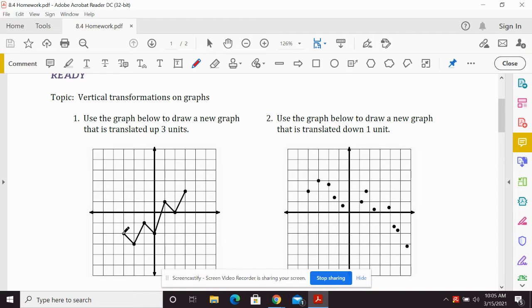Okay, anyway, so I'm going to start here, and I'm going to move up 3 units. 1, 2, 3. There's my new point. Okay, we're going to do that with all of them. So then my next point, I'm going to move it up 3. 1, 2, 3. Okay, and then my next point, I'm going to move it up 3. 1, 2, 3.